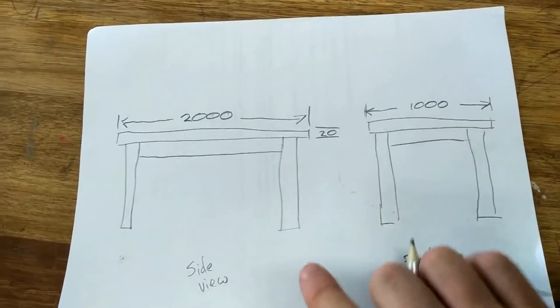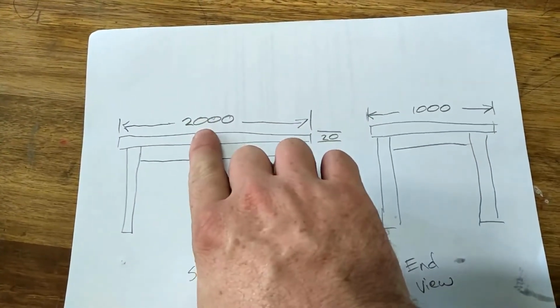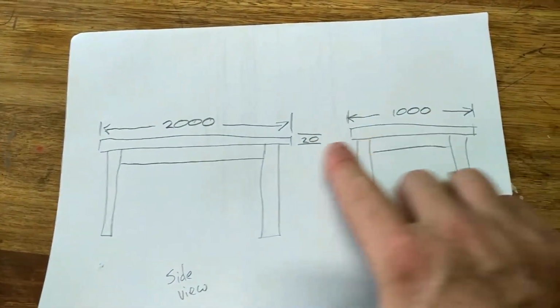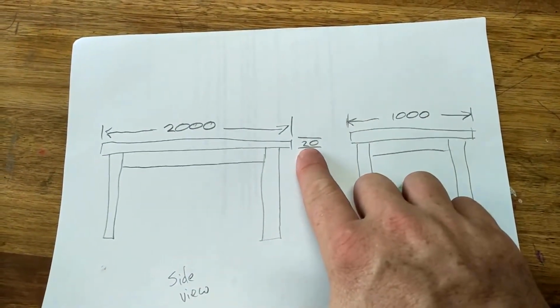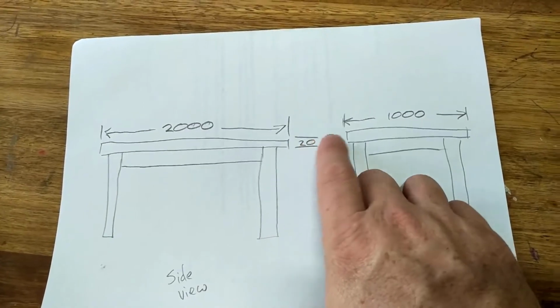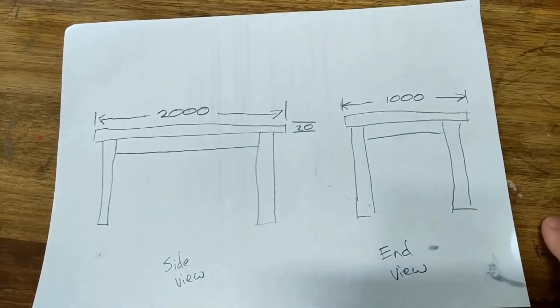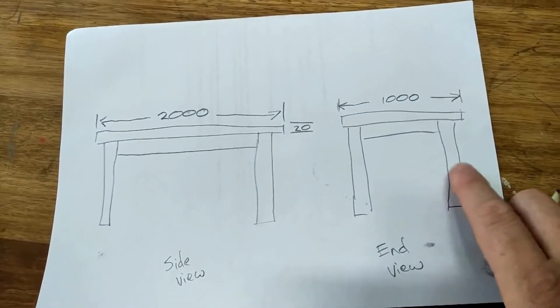So now I've written down on my page 2,000 millimeters long for the length, 1,000 millimeters for the width, and 20 millimeters for the thickness of my top. Okay, there's my top piece. Now I need to just do this again for all my other pieces. I'm going to start next with my legs.